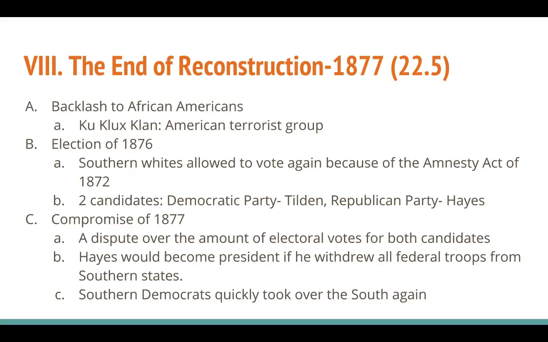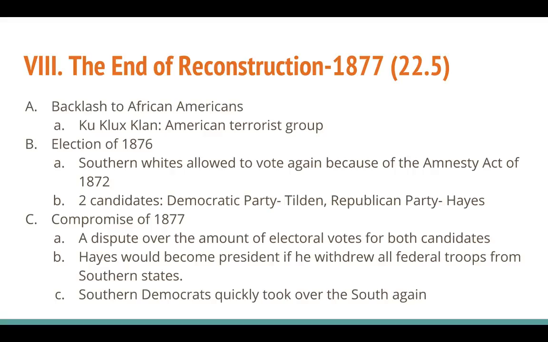Definitely, we know that with the beginning of the Black Codes in 1865, there was backlash to freed African Americans. And I'm sure that all of you are familiar with the Ku Klux Klan. This was America's terrorist group, and we will talk a little bit more about this terrorist group later on in class. But I want you to realize that the Ku Klux Klan, or the KKK, is a major factor in the end of Reconstruction.